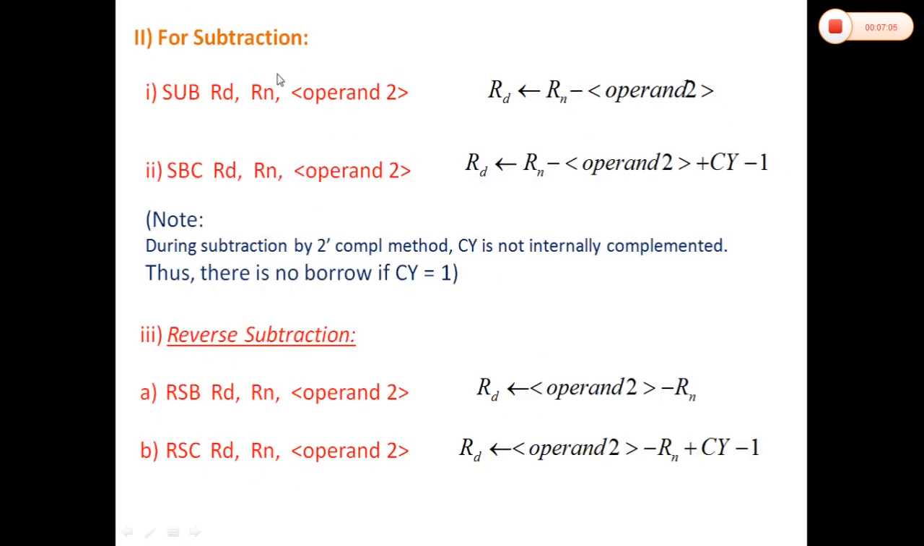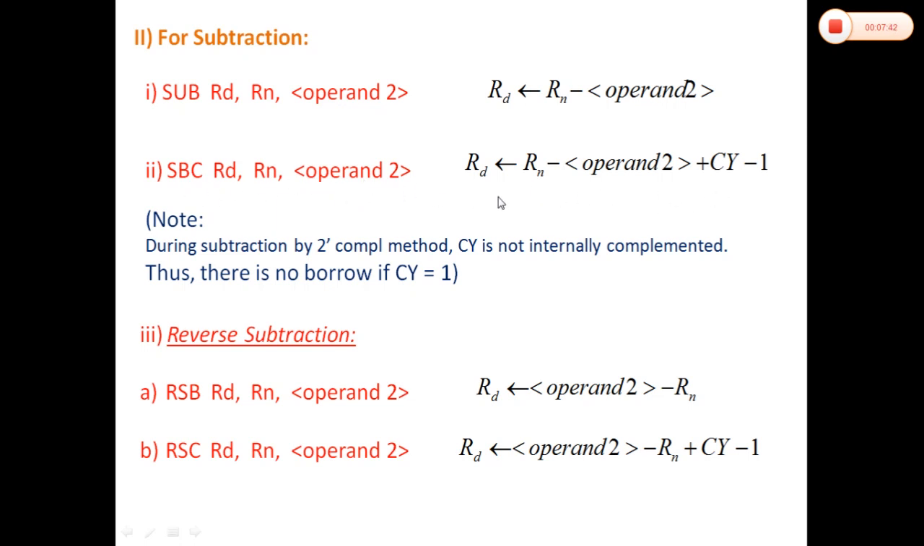Let's see the instructions for subtraction. The format is like this: subtract Rd, Rn, operand 2. Operand 2 is subtracted from Rn and the result is stored in Rd. There is an instruction which is subtraction with carry. Actually, this is the subtraction with borrow. The operation is similar to this, except that it also subtracts the carry bit which represents the borrow, and so effectively it is a subtraction with borrow.